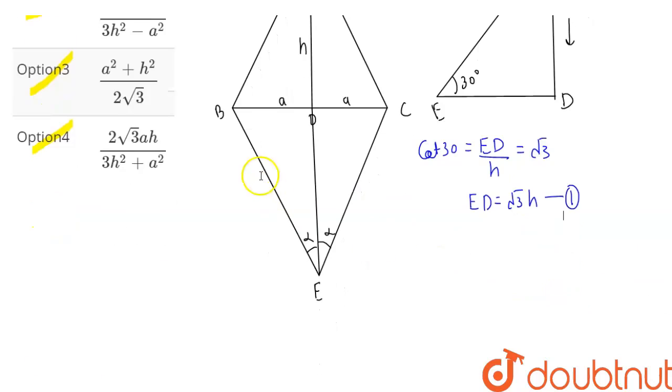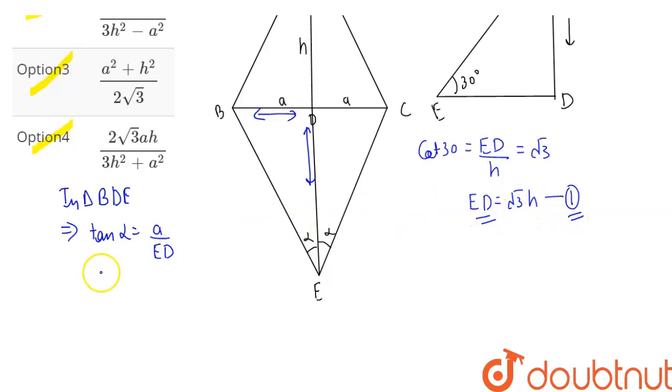Now if we consider this triangle BDE, if we compute tan alpha, then tangent of alpha would come out to be this length a divided by this length, so this is a upon ED. From equation 1 we already know the value of ED. So it can be rewritten as tan alpha is equal to a upon root 3 h. Now we got the value of tan alpha, so let us name this result as result 2.